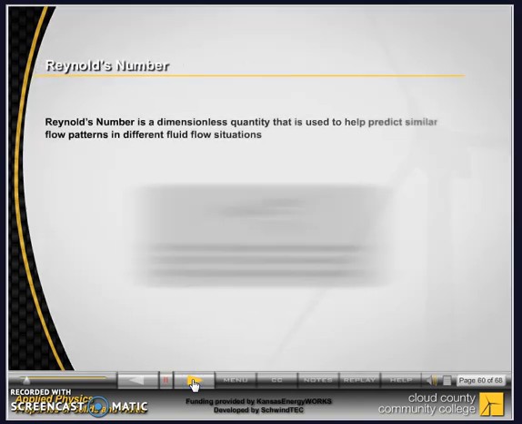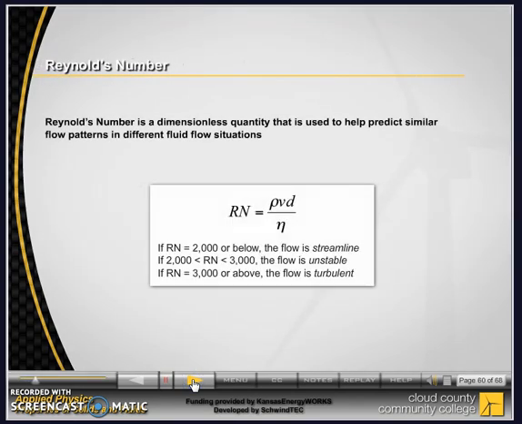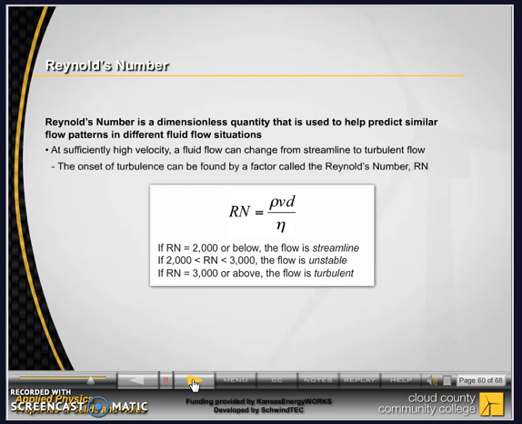Reynolds number is a dimensionless quantity that is used to help predict similar flow patterns in different fluid flow situations. At sufficiently high velocity, a fluid flow can change from streamlined to turbulent flow. The onset of turbulence can be found by a factor called the Reynolds number, or Rn.